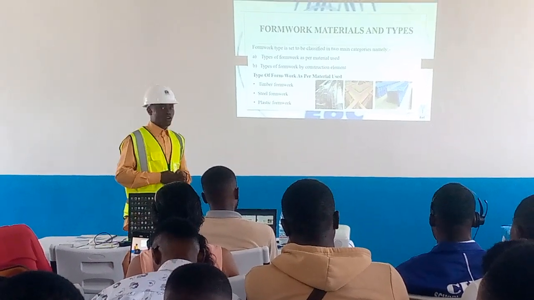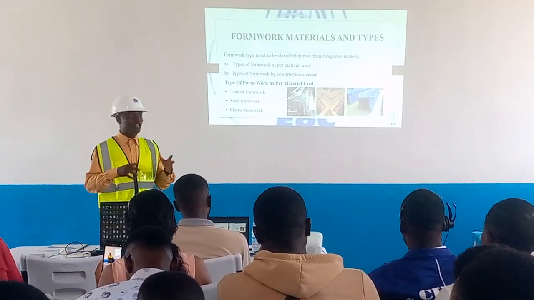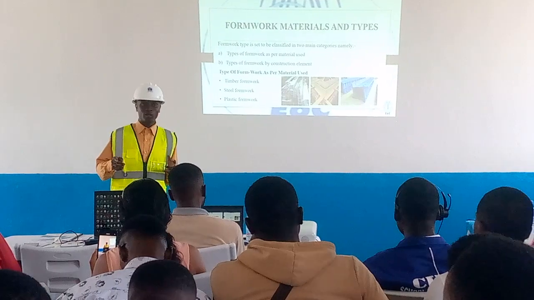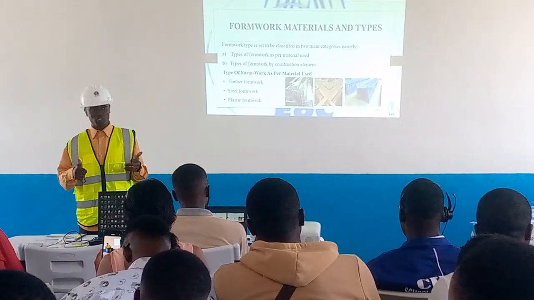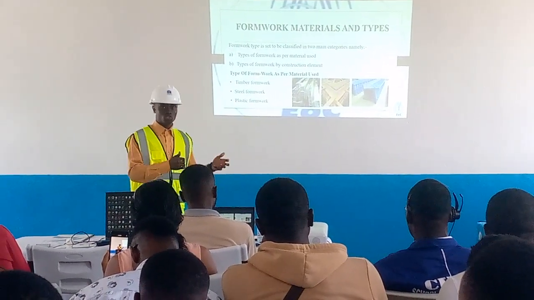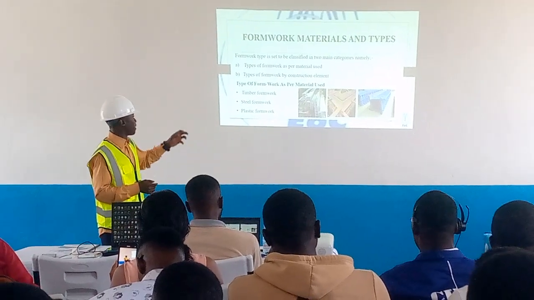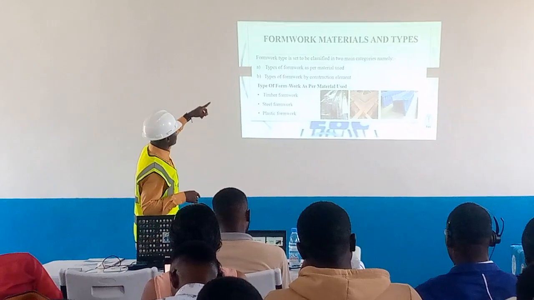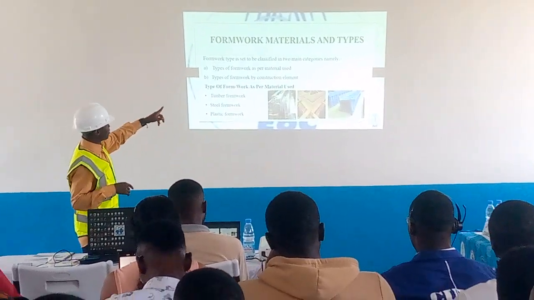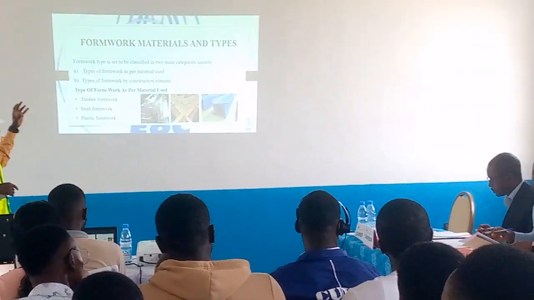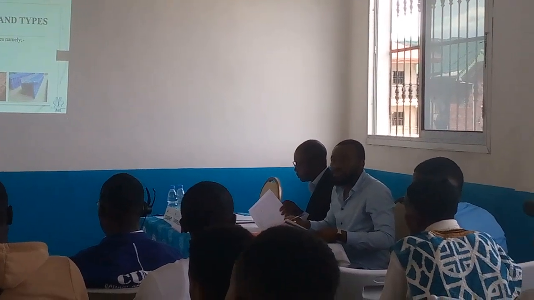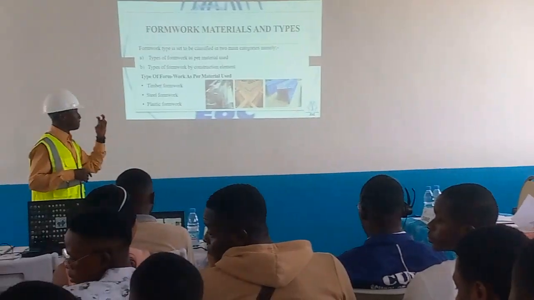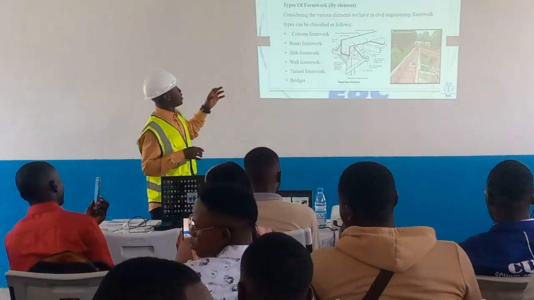Formwork materials. Based on the diversified use of formwork, we classify it in two categories: either by the materials that are used or by the shapes. The types of formwork by material and the types of formwork by shape. By their materials, you have timber formwork, steel formwork, and also plastic formwork. You can see the picture below.